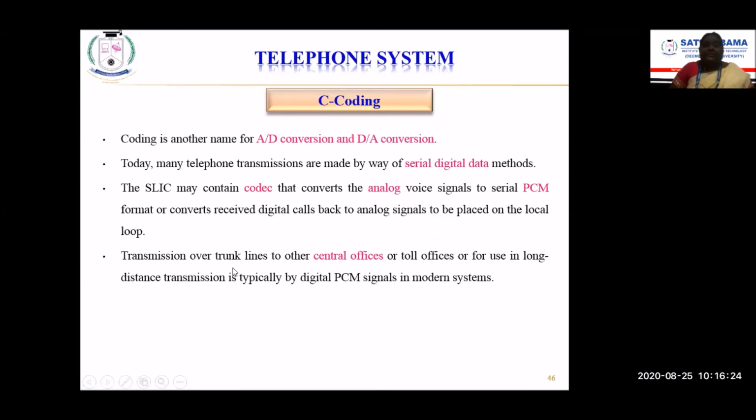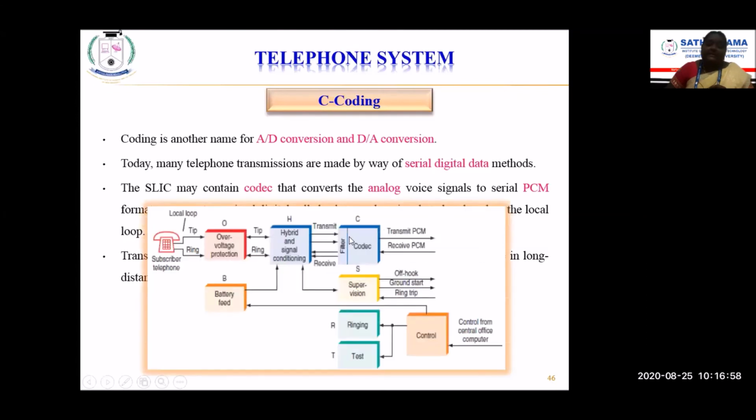And for transmission over the trunk lines to the other central offices and remote offices for use in longer distance communications, these digital PCM signals are used in modern systems. So normally for secured data transmission, this encoding is used with the help of the codecs. Codecs are nothing but coding and decoding circuitry components. Again, they have simple signal processing components which perform the encoding and decoding process. Understand? That is the coding functionality available here in the SLIC circuit. That is for the transmission and the receiving of signals using the PCM method.